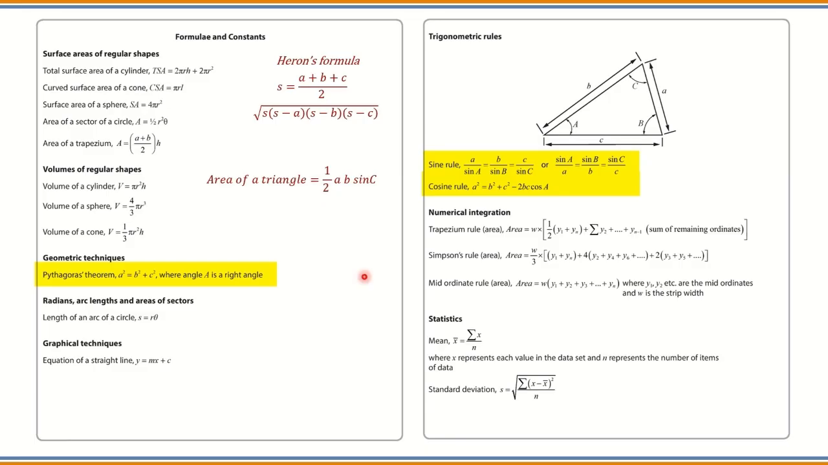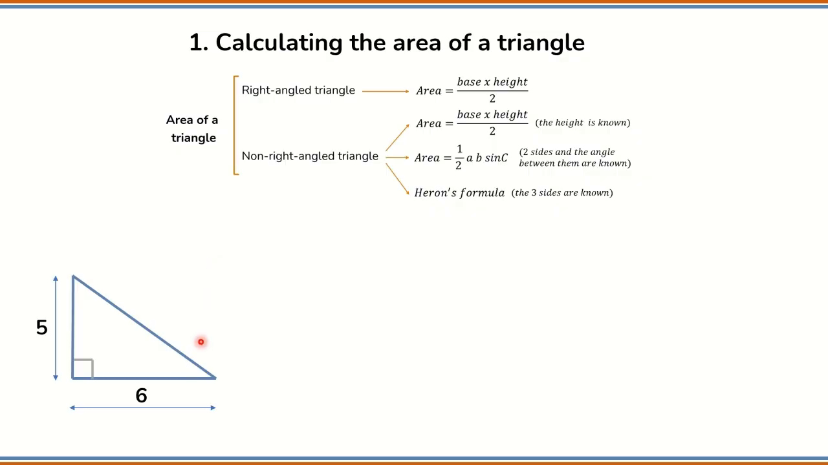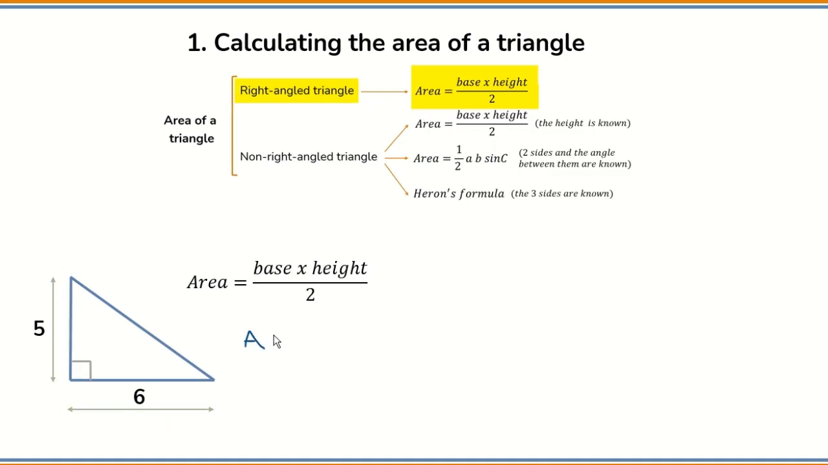Now I'm going to show you different examples and how we can find out which method we should use. Example 1. We have to calculate the area of this triangle. It's a right angle triangle, so we have to apply the formula base times height divided by 2. The area is 6 times 5 over 2. This is 30 over 2, so the area is 15.